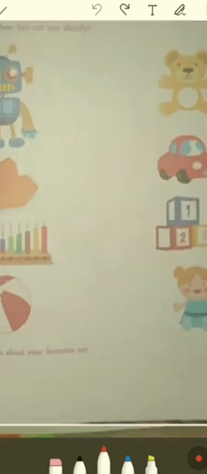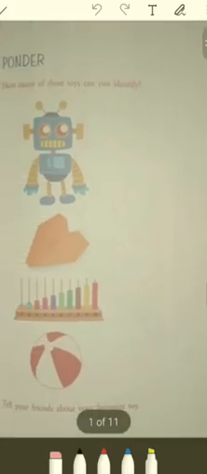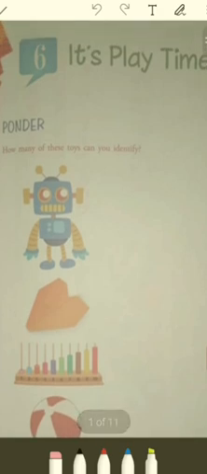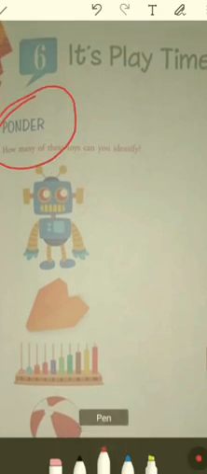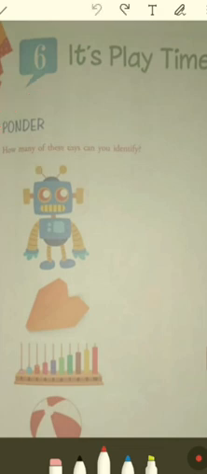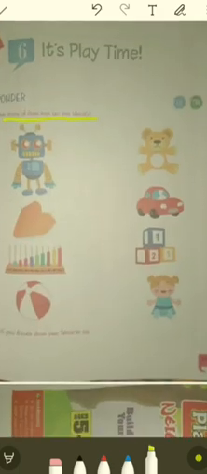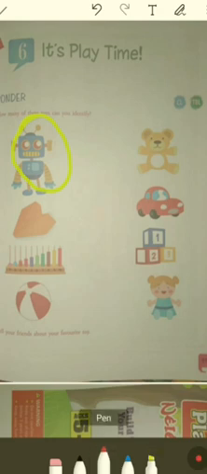So, as usual, we will begin with this Ponder section. Okay, ponder. Ponder means to think, right? So, what question is being followed here? How many of these can you identify? So, you are asked how many of these can you identify? Okay. So, what does the first one look like? This one? Let's say it's a robot, right?